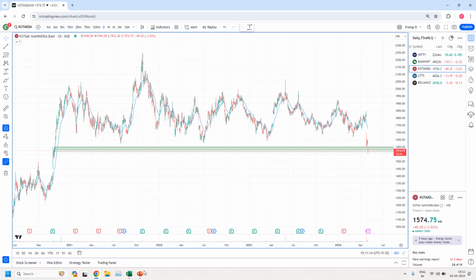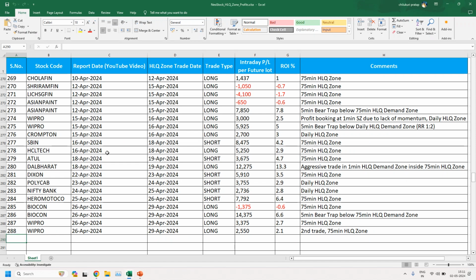Let me show you the Excel sheet. See, 15th April, what happened? All the 3 stocks are stopped out: Shriram Finance, LIC Housing Finance, Asian Paints. Because that day we had very bad news at the global level. People were panicked. They were expecting a war between Israel and Iran. People became panicked and started selling.